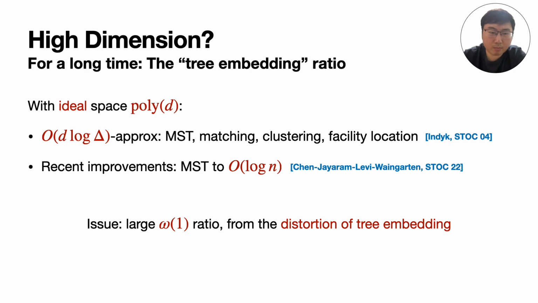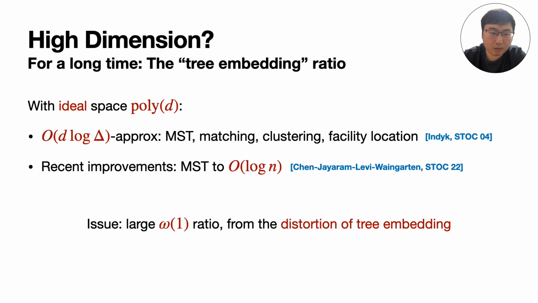However, it becomes much more difficult in high dimension. For a long time, the only technique, or the achievable ratio from it, is from the distortion of the tree embedding. In particular, an early work of Indyk, who also proposed the geometric streaming model, gave order d log delta approximation for a bunch of fundamental problems, including MST, matching, and facility location. And little progress was made since then.